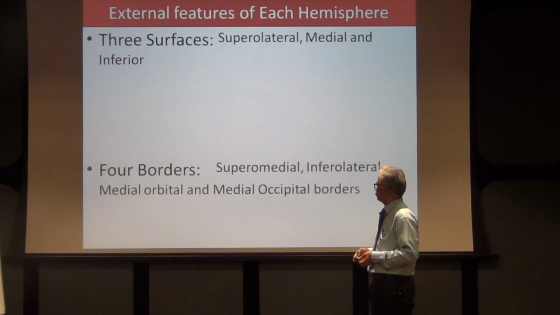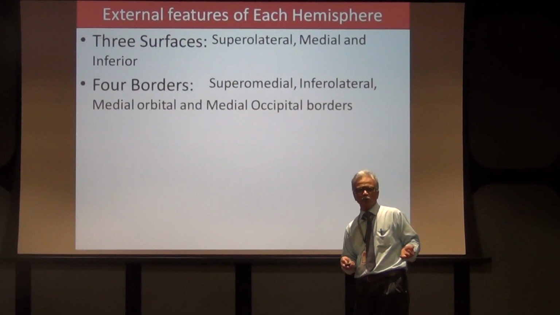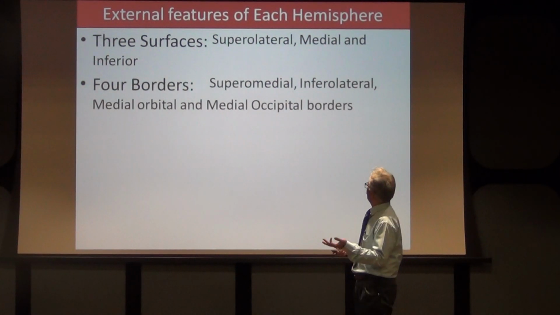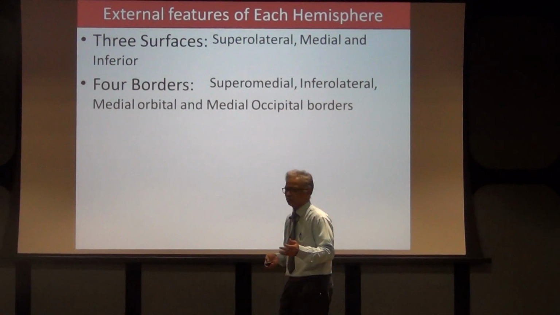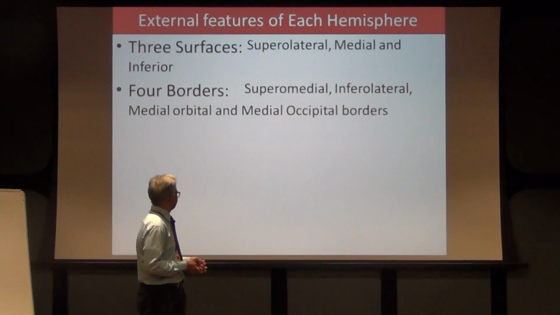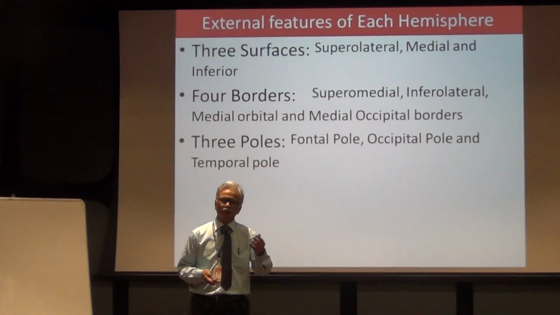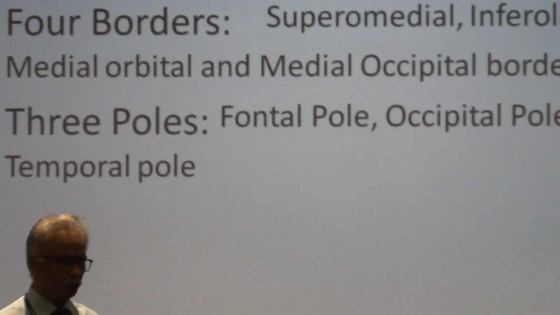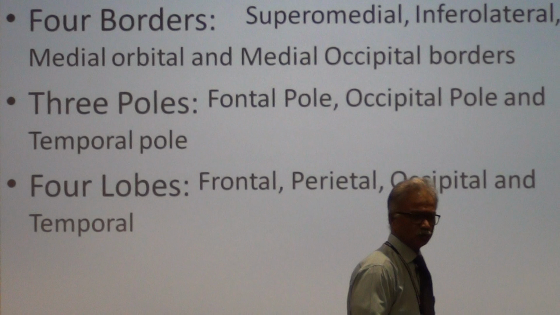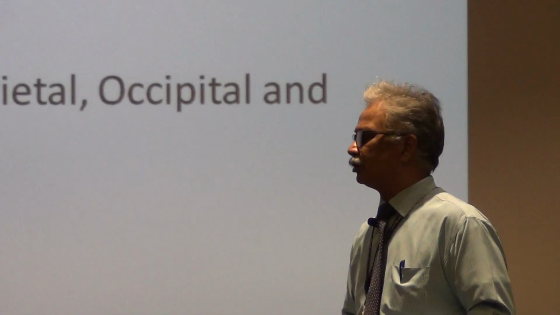The four borders which we discussed are superomedial, inferolateral, medial orbital and medial occipital borders. The poles that we saw are frontal pole, occipital pole and temporal pole. And the four lobes are frontal lobe, parietal lobe, occipital lobe and temporal lobe.